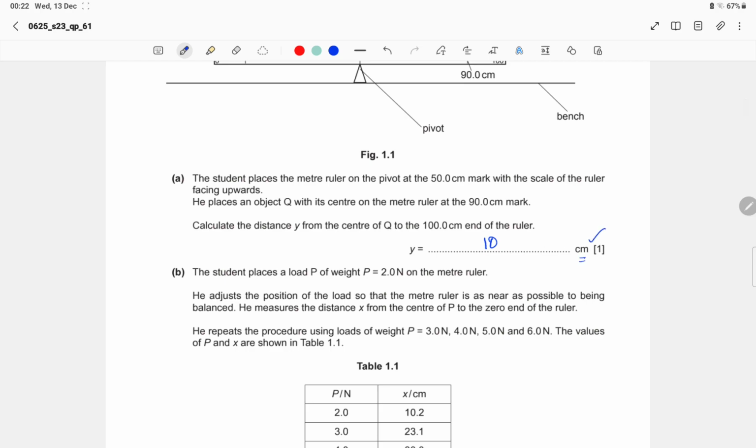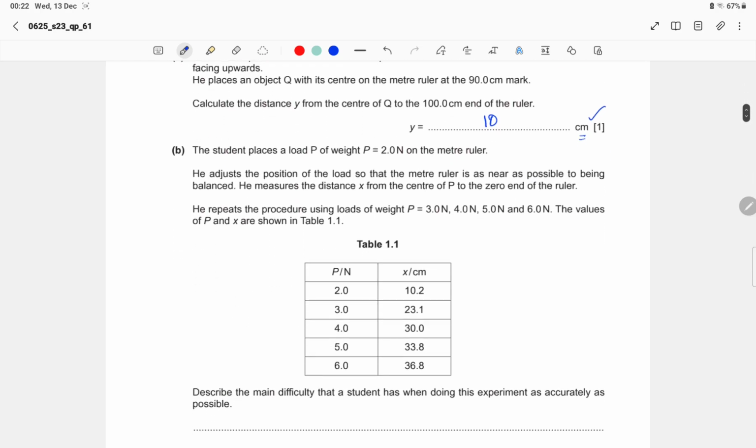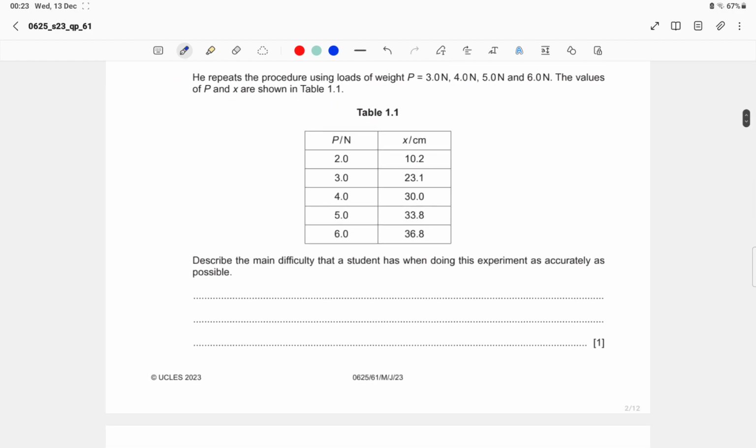Units are already there. The student places load P of weight P equals 2 newton on the meter ruler. He adjusts the position of the load so that the meter ruler is as near as possible to being in balance. He measures the distance x from the center of P to the zero end of the ruler. He repeats the procedure using loads of weight P 3, 4, 5, and 6 newton. The values of P and x are shown in table 1.1. Describe the main difficulty the student has when doing this experiment as accurately as possible.